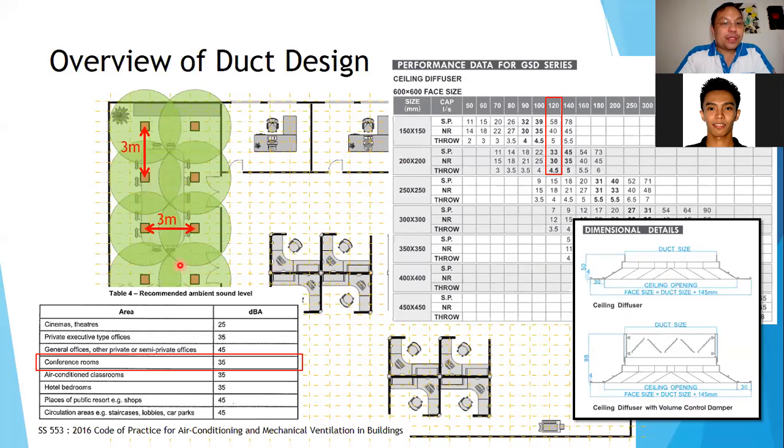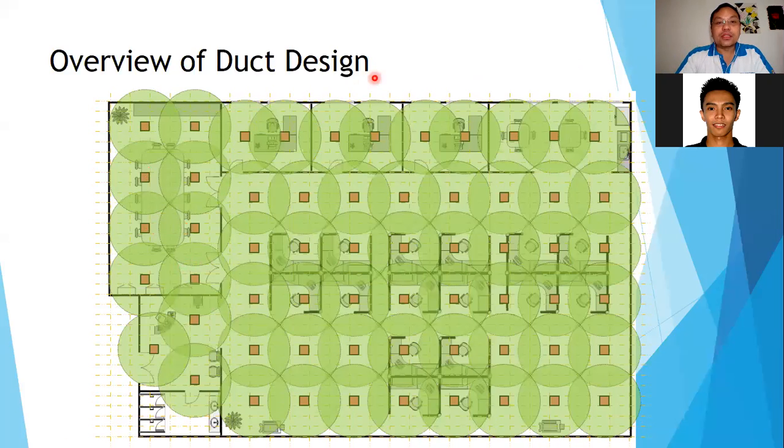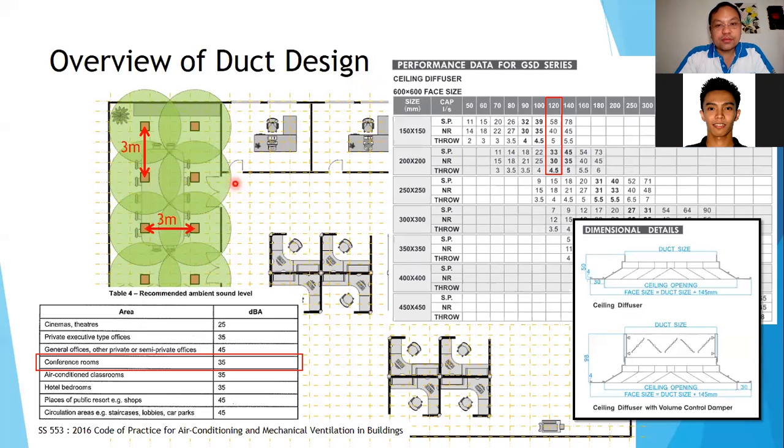So my terminal units now are 8 numbers of 600 by 600 ceiling diffusers. Hello sir, may question po. Yes, sir. So sir, yung kinonsider mo dito sa presentation mo, rectangular yung diffuser natin. Yes, sir. Hindi, okay, square. Okay, sir. Square. Yun lang, sir. Okay. So how would you know if it's rectangular or square? Here on the corner there, it says they are 600 by 600 face size.